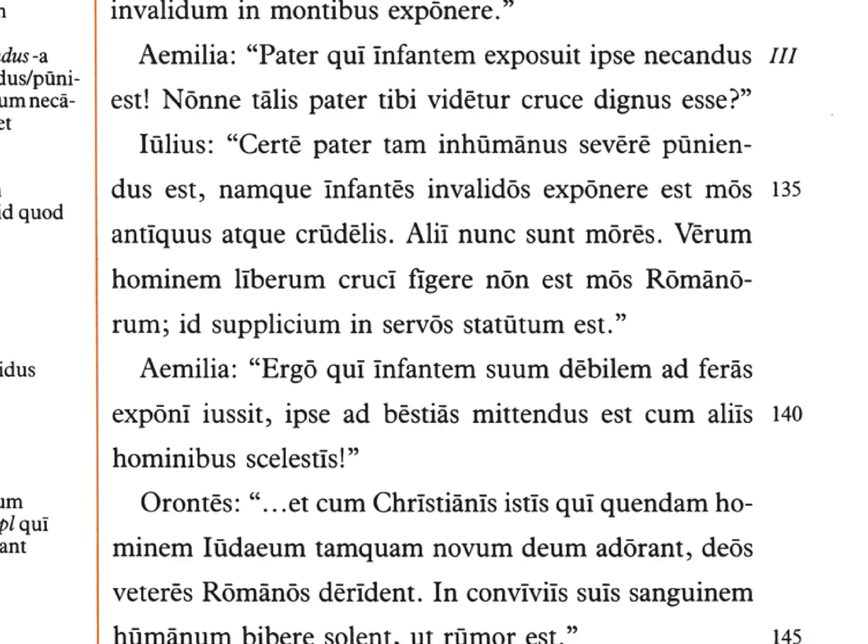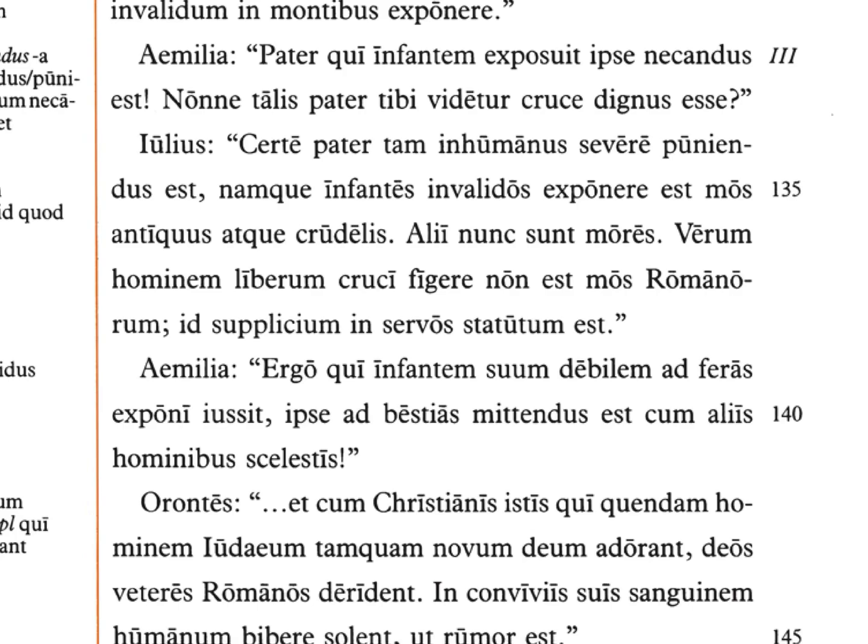We're starting here with Amelia, as she says, Pater qui infantem exposuit, ipse necandus est. A father who has exposed an infant, a baby, must himself be killed. Nonne talis pater tibi videtur, cruce dignus esse. Doesn't such a father seem to you to be worthy of the cross, which is to say, worthy of being crucified? Julius says, Certe pater tam inhumanus severe puniendus est. Certainly so inhuman a father must be punished severely.